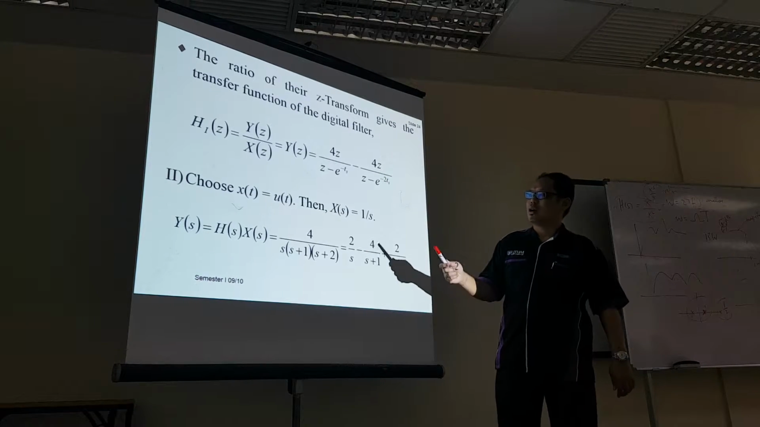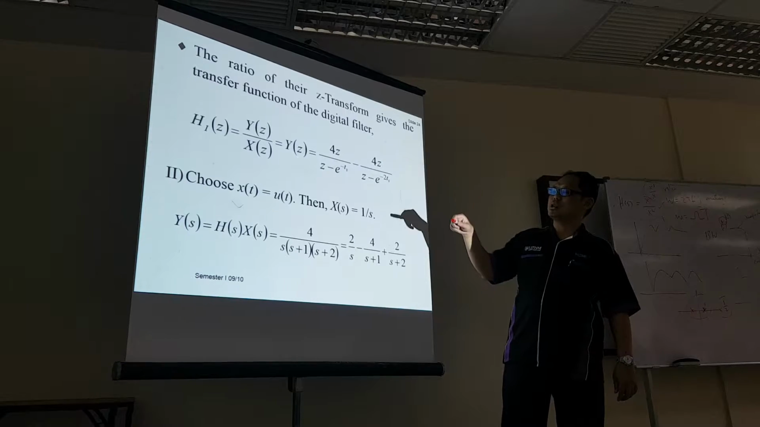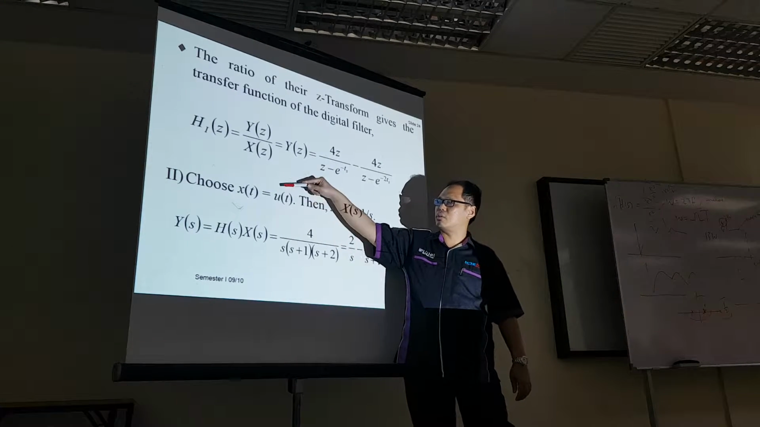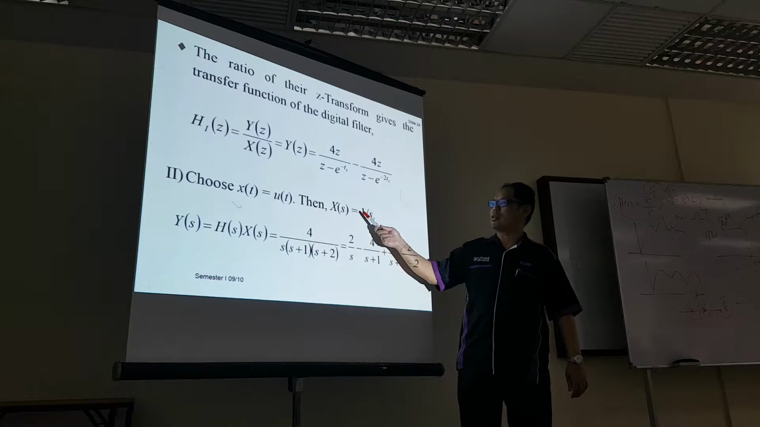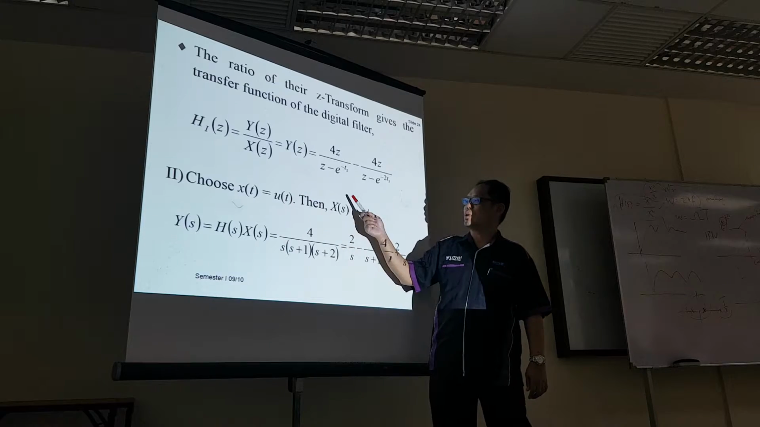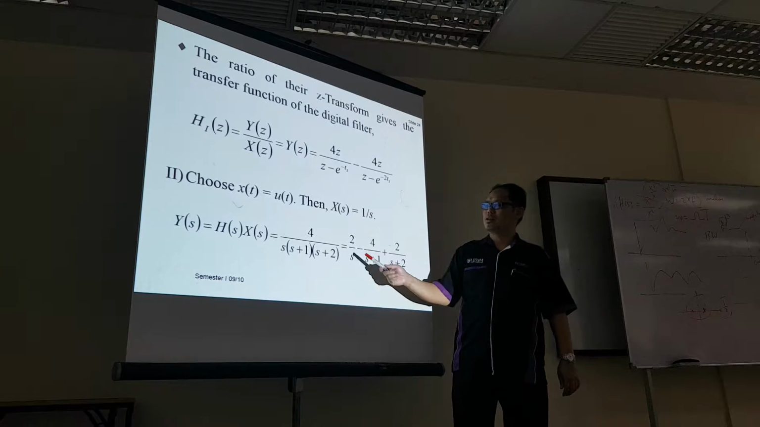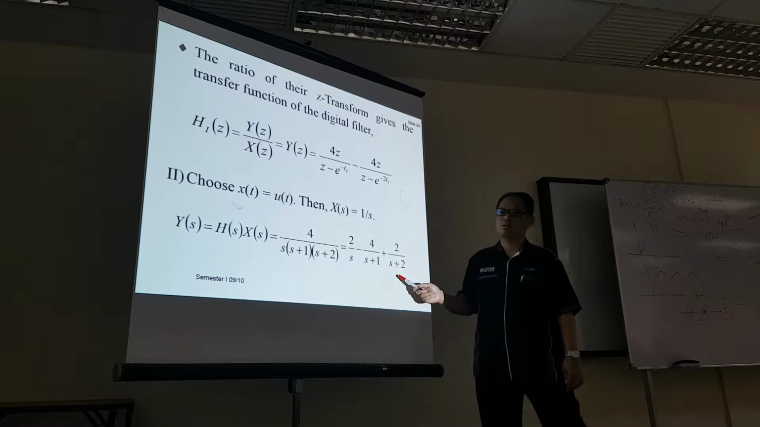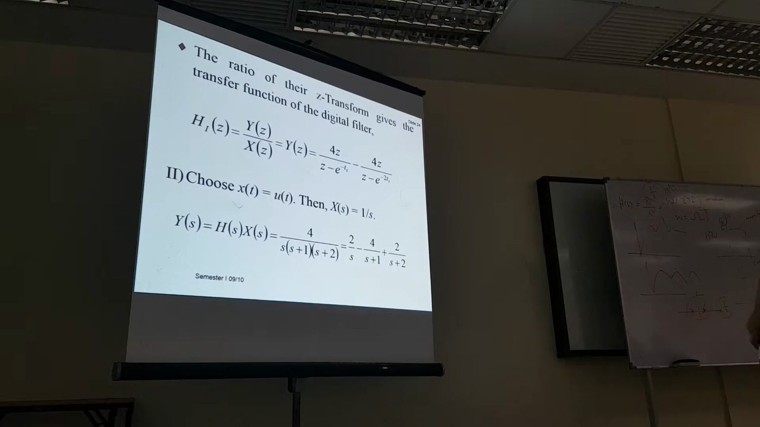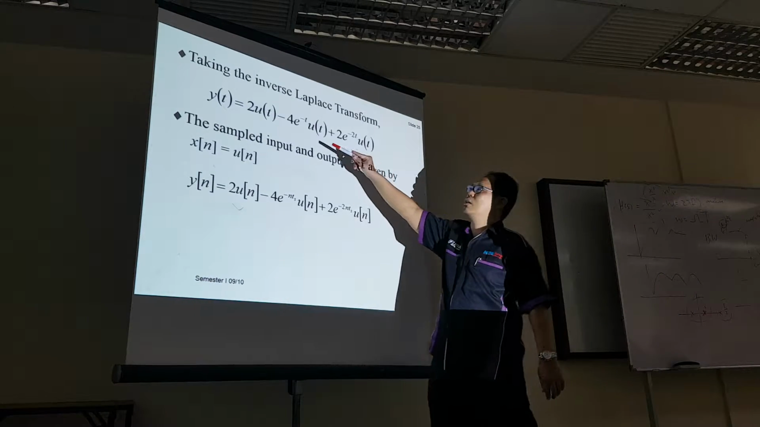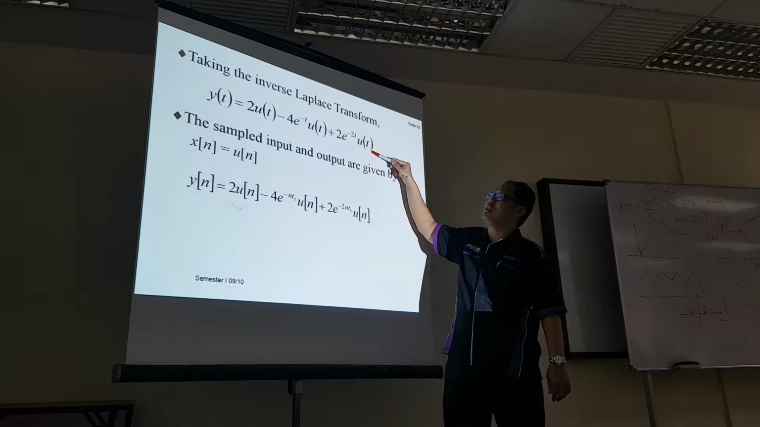Okay. After that, the input signal you change, from x(t) equals delta(t) to x(t) equals u(t). Then you have X(s) equals 1 over s. Okay, so this is u(t). Convert to Laplace, you get 1 over s. So times with the H(s), and then you do the partial fraction. After doing partial fraction, you will get inverse. You get this 2u(t) minus 4e^(-2t)u(t).